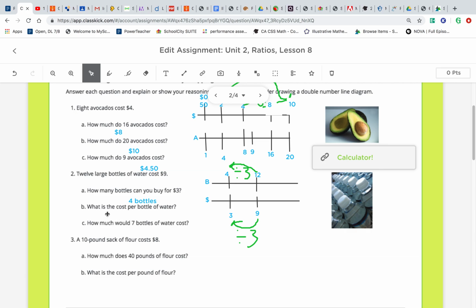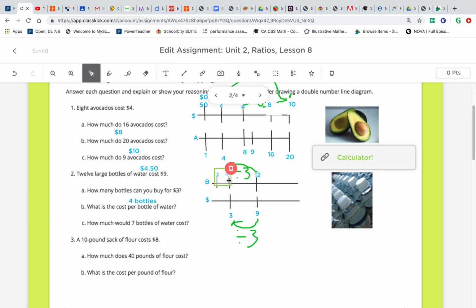All right, so for B, what is the cost per bottle of water? Okay, so we need per bottle. So what does per mean again? It means 1 bottle. So we need to have a mark on our number line for bottles, and that needs to be a 1. You need to know what 1 is.